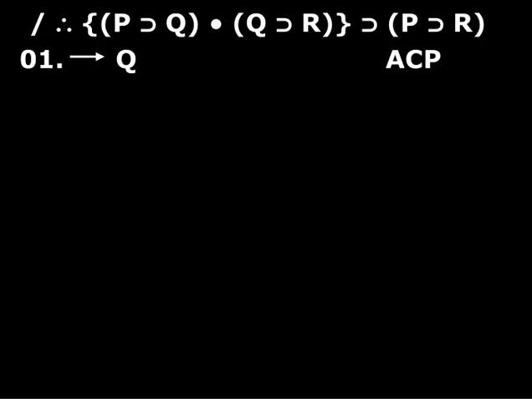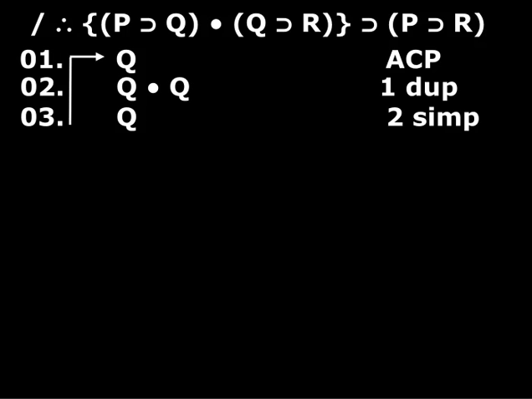I'm going to assume Q, and you'll see why in just a second, because I want to derive the conditional if Q, then Q. Why do I want if Q, then Q? You'll see. Assume Q, get Q and Q by duplication on 1. Simplify the first conjunct, Q, and close my subproof. And then I get if Q, then Q, and that's by 1 through 3 conditional proof.